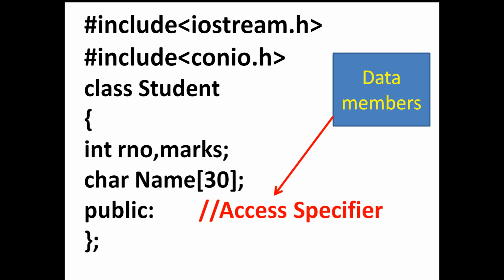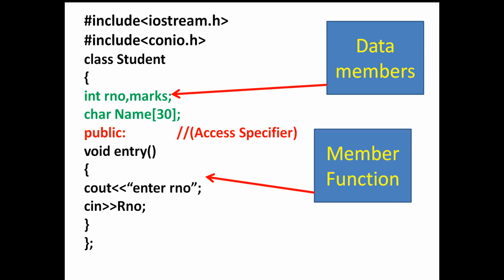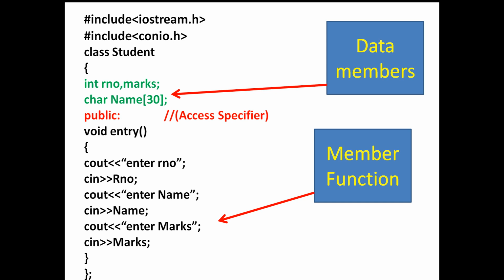Now we have taken the public access specifier. This is urgent for declaring member function because we will use the member function out of the class. So in the entry member function we will write entry statements for getting roll number entry. Now we are getting name entry, we are getting marks entry. In this way you will write your program. So we have created the class template.